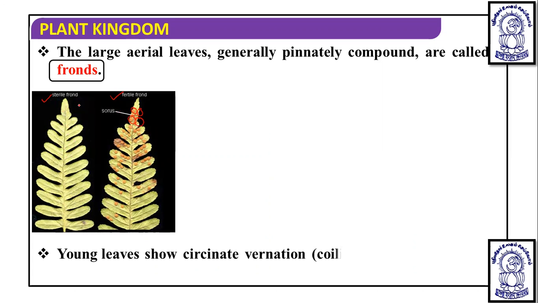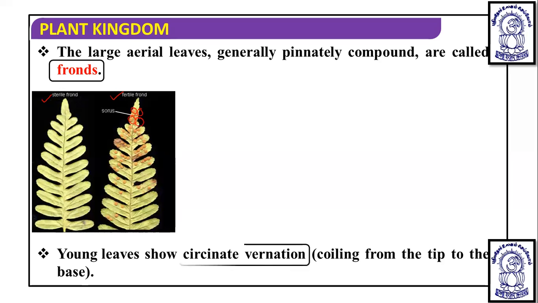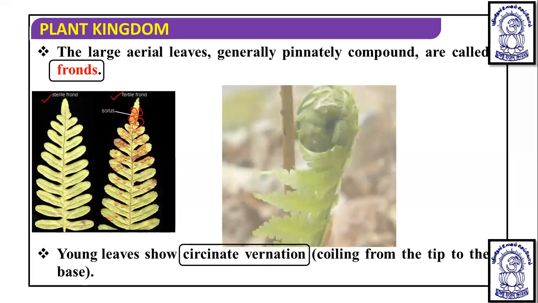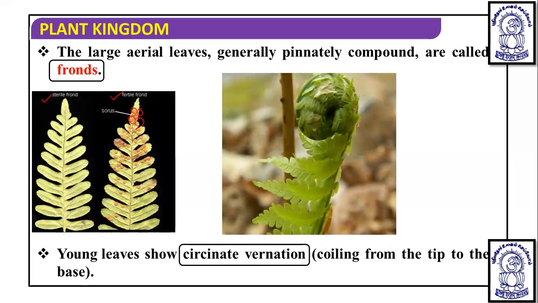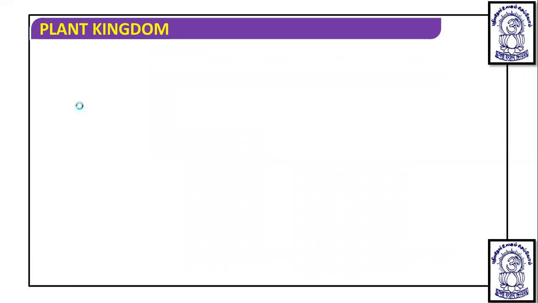So young leaves show circinate vernation. One of the important points shown in the case of the Pteropsida is that its young leaves show circinate vernation, that is, the coiling of the tip to the base. You can see the tip coiling occur, and it is known as circinate vernation.